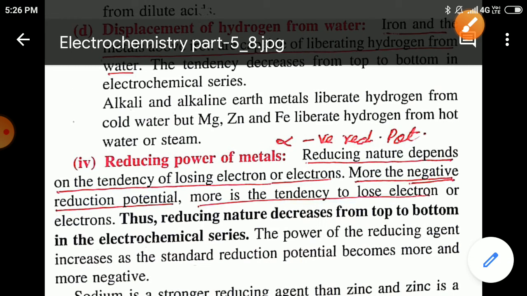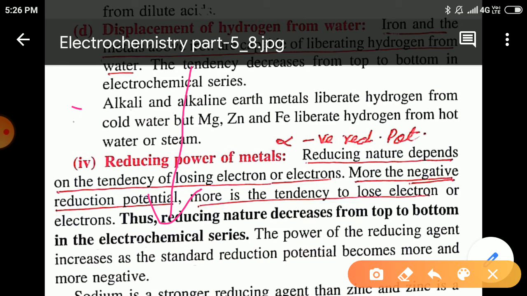Reducing power of metals. From the activity series, we may also analyze the reducing power of metals. In the activity series, from top to bottom, the negative value of reduction potential decreases. Therefore, reducing character from top to bottom also decreases, but oxidizing character from top to bottom increases. Therefore, reducing nature decreases from top to bottom in the electrochemical series.